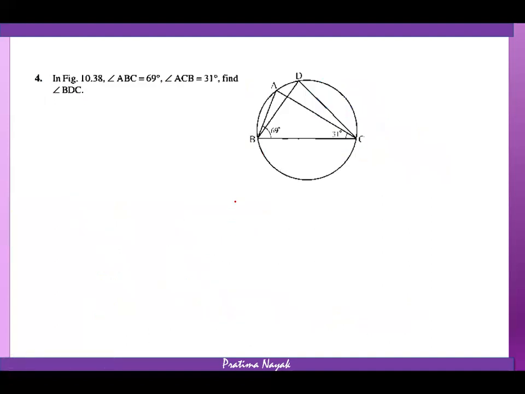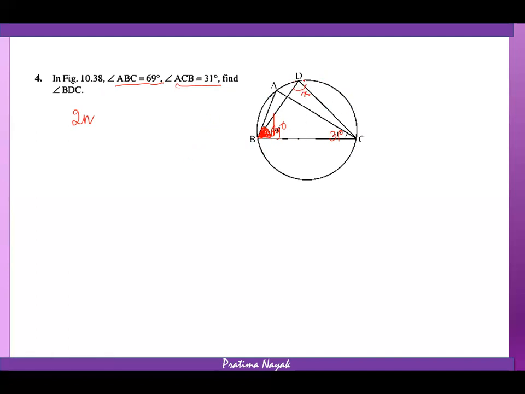Next question. ABC is equal to 69 degree. This is ABC from here. And this is your 31 degree. Okay. So you see the triangle ABC. In triangle ABC, let us read the question. ABC is equal to 69. ACB is equal to 31. Find BDC. You have to get this angle.